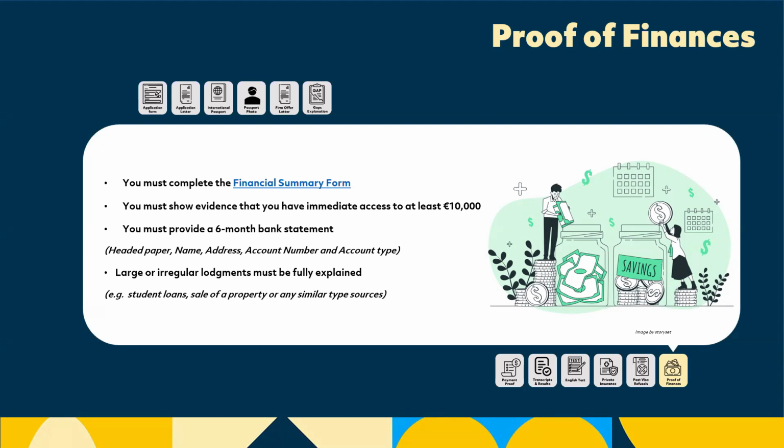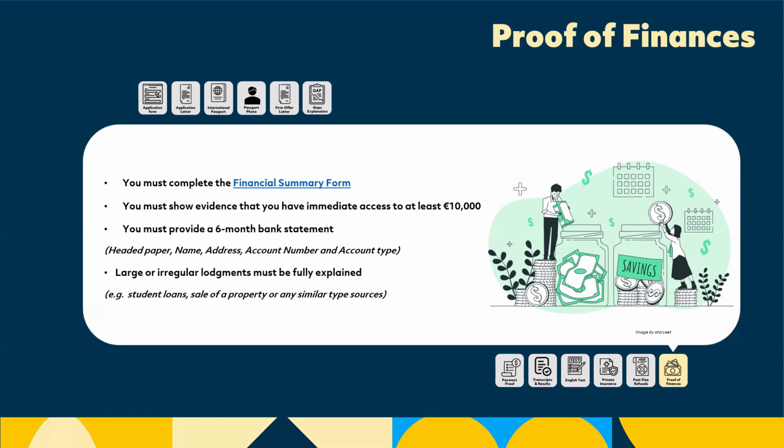So you must show that, on top of paying your tuition fee, you have immediate access to at least 10,000 euros, or the equivalent, in either your bank account or your sponsor's bank account. If you can show proof that you have more, that counts for something. This will be proved by providing a 6-month bank statement for yourself, and all the other sponsors that you have must provide a 6-month bank statement as well.